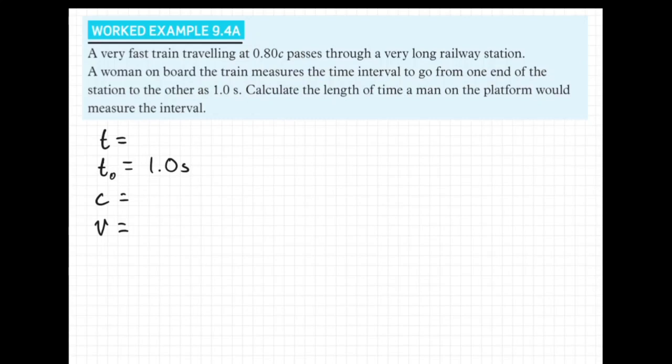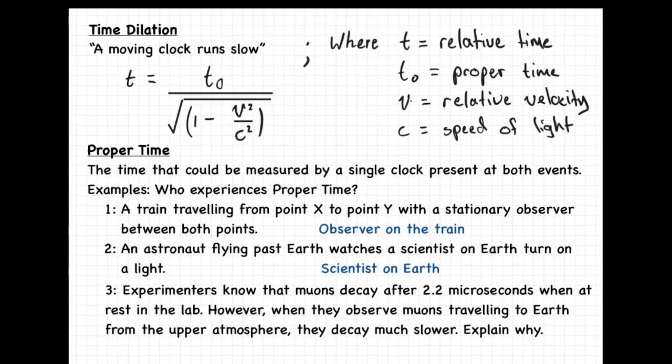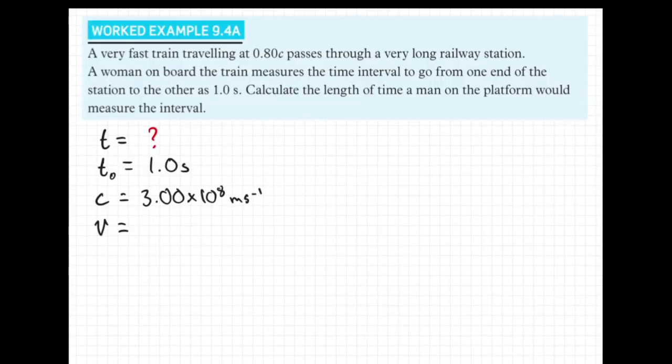Do we know relative time? No, not yet. We'll find it. Big question mark. Do we know the speed of light? Yes, of course we do. 3.00 × 10^8 meters per second. Noting that that's in a vacuum, it doesn't matter that the question isn't in a vacuum. It's irrelevant. The formula specifically references c, the speed of light in a vacuum. We don't need to change our speed of light.